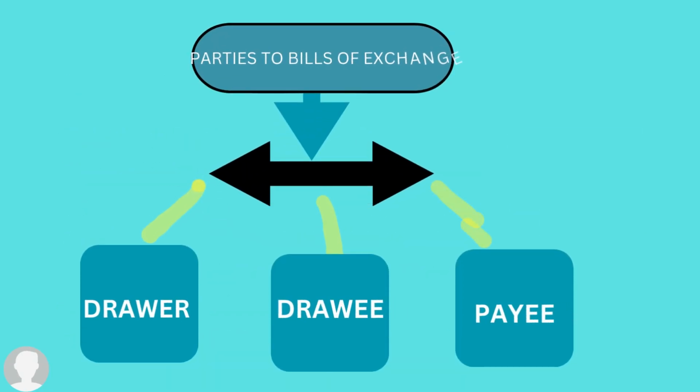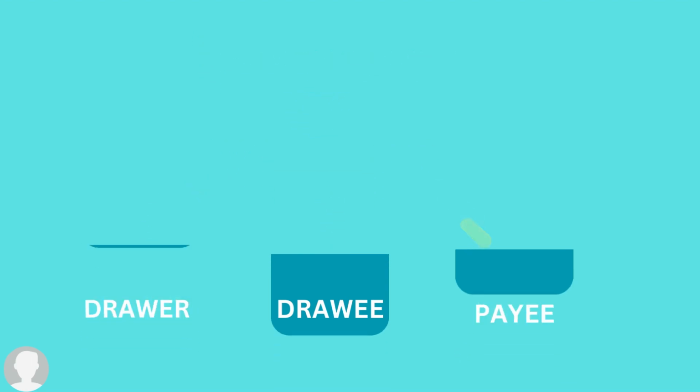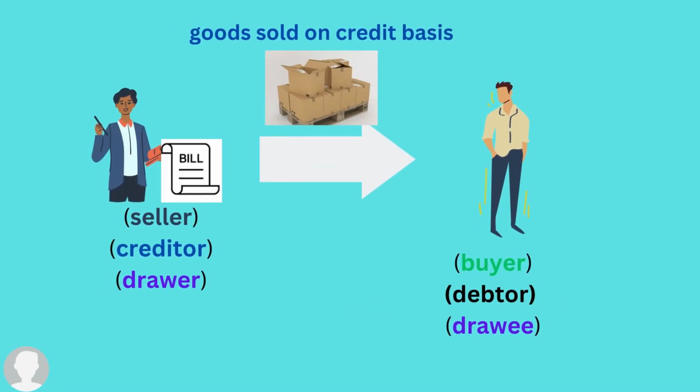Parties to a bill of exchange: drawer, drawee, payee. Drawer: the person who executes a bill of exchange. Drawee: the person who gives an acceptance to the bill of exchange. In a bill of exchange, when a person sells goods on credit, that is the seller and the buyer. The seller is also known as the drawer, the buyer is also known as the drawee. The drawer is the person who executes a bill of exchange. The drawee is the person who gives acceptance to the bill of exchange.